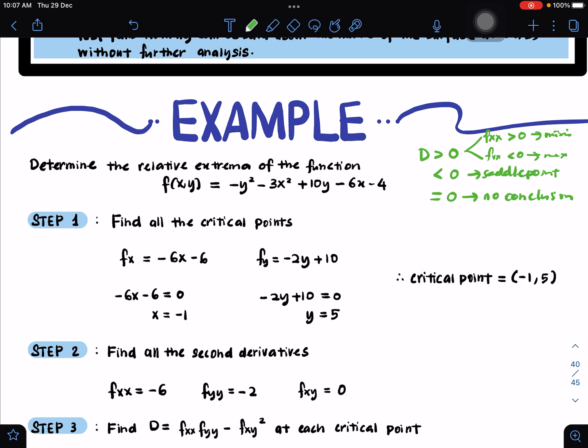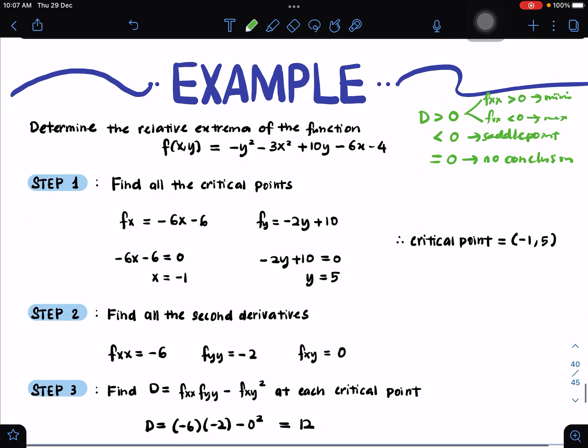Okay, determine the relative extrema of the function. So when question asks us to find the relative extrema, means we cannot conclude yet. Either we have a relative minimum or relative maximum. So we need to find out either kita punya function ni ada relative minimum ke relative maximum. So nak find out, first kita kena cari critical point. So nak cari critical point, first kita kena buat adalah kita kena differentiate sekali, partially with respect to x, with respect to y. So first kita buat with respect to x.